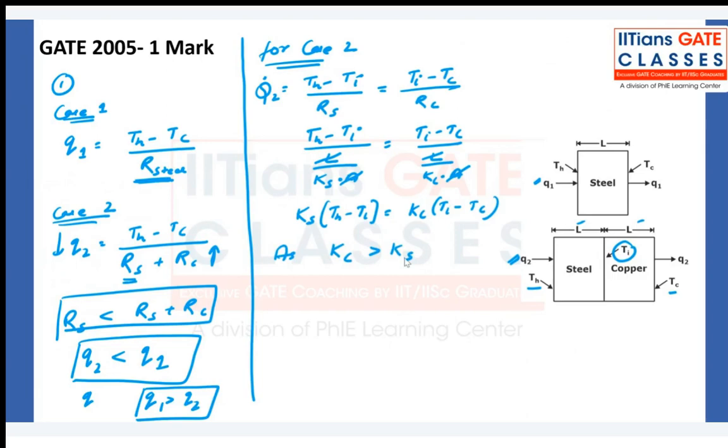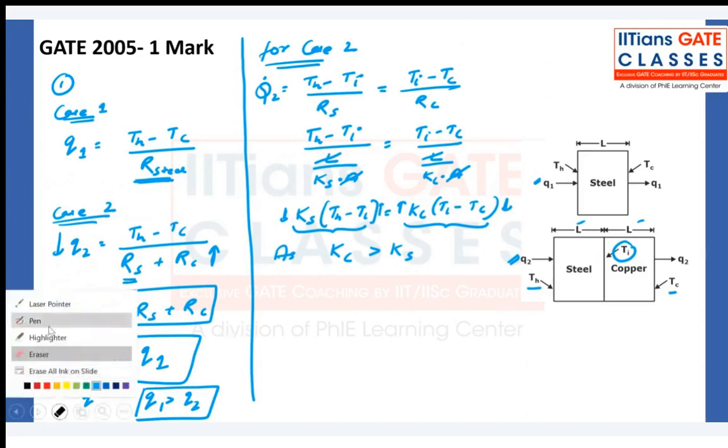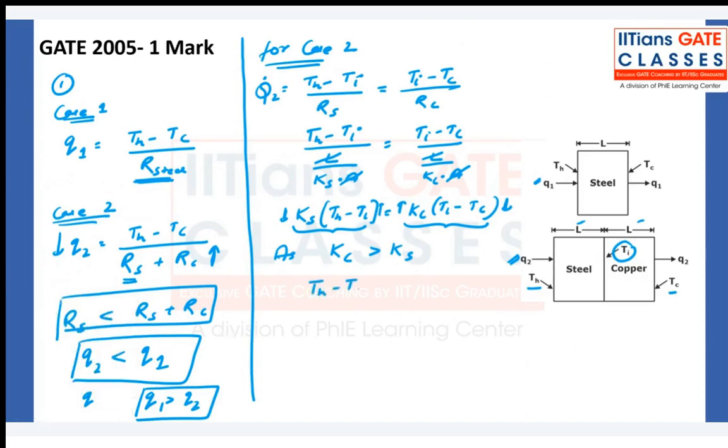So look, the product is constant. The product is the same. So if Kc is higher, that means this is smaller, and if this is smaller, that means this is bigger. So I can write TH minus Ti is greater than Ti minus Tc. Okay. So can I also write TH plus Tc is greater than Ti plus Ti. So I can write Ti is less than (TH plus Tc) by 2.